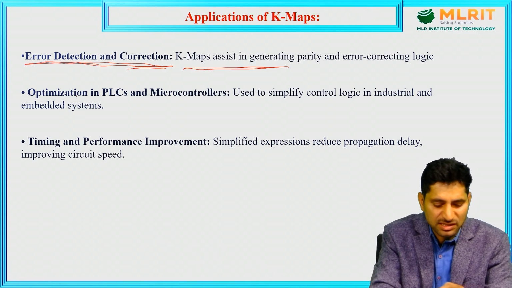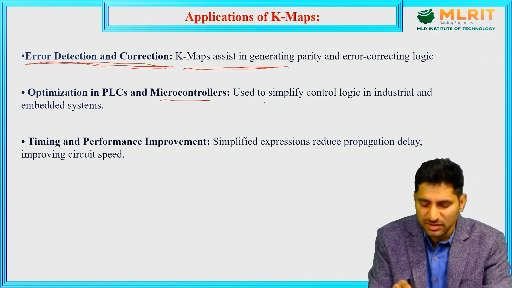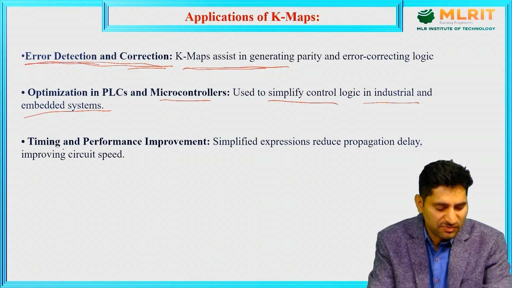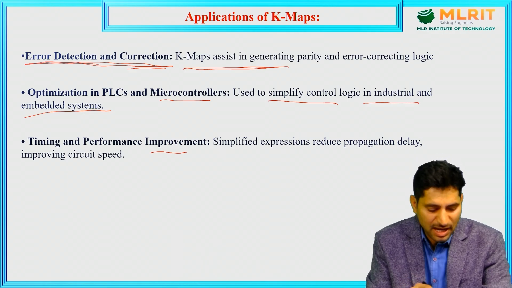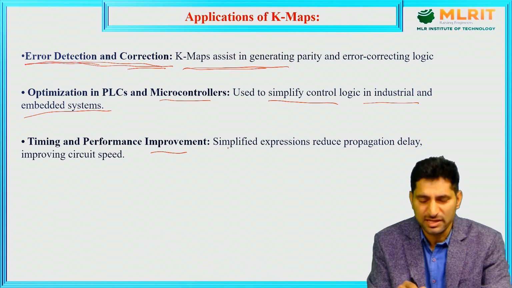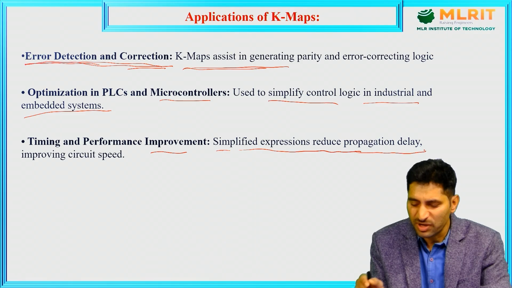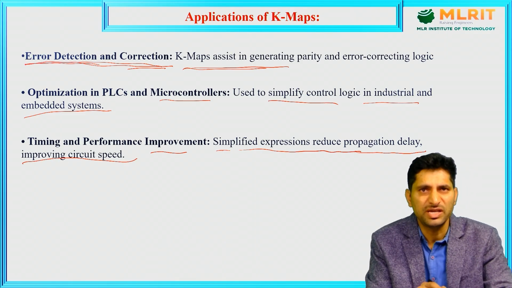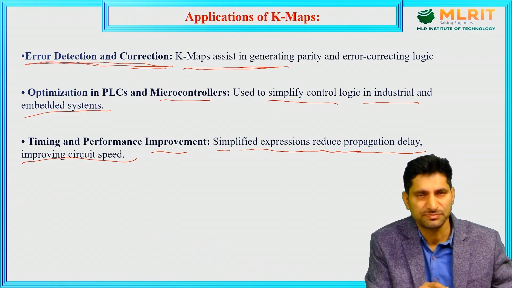Next, for optimization in PLCs and microcontrollers, for higher applications, we use K-maps for simplifying control logic in industrial and embedded systems. Next, for timing and performance improvement we also use K-maps. This is obtained by simplified expressions, which lead to reduction of propagation delay, so that we can improve the circuit speed. There also we can use K-maps. Not only this, we use K-maps for many applications while designing digital circuits.